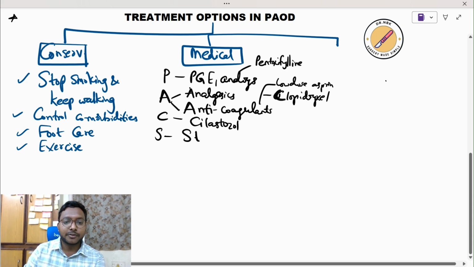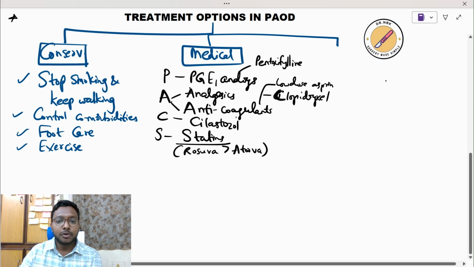S for statins. What is the best statin? Rosuvastatin greater than atorvastatin. Atorvastatin. Okay. So tablet cilostazole 100 mg BD. One of the main side effects with this cilostazole is headache. This is the most important side effect we need to remember.